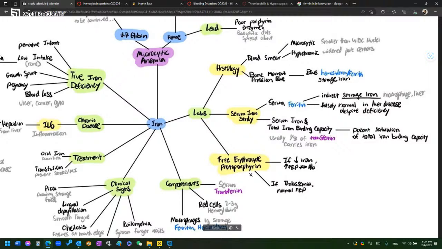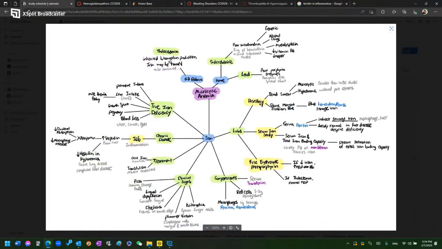And then free erythrocyte protoporphyrin, that is a precursor, right, to hemoglobin. So if you have low iron, then you have a buildup of this precursor. Interestingly, in thalassemia, you don't make enough globins, whereas in this one you actually do make enough alpha beta globin, sorry. So actually you're turning the porphyrin into the alpha beta globin, but it's not good. That's what's going on there.